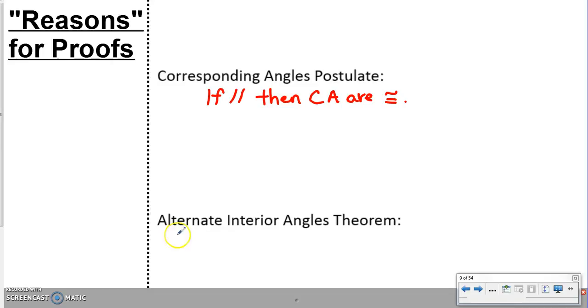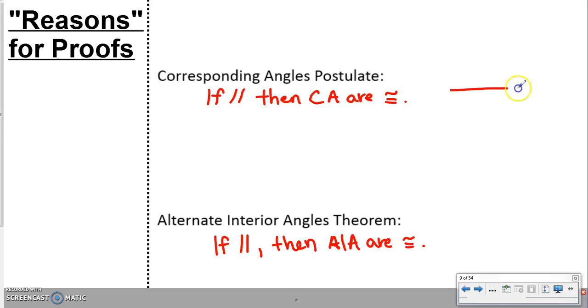The next one is the alternate interior angles theorem, and you guys can pause whenever you need to if I'm going too fast. So the alternate interior angles theorem says if you've got parallel lines, so again that has to be in the given, then alternate interior angles are congruent.